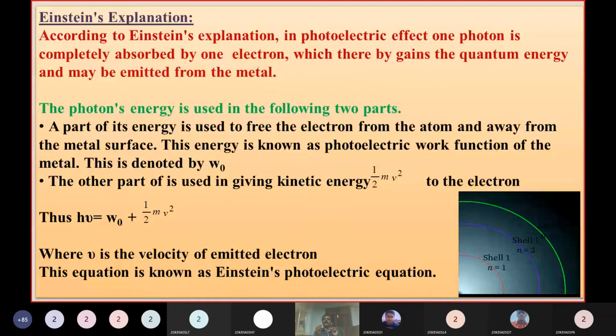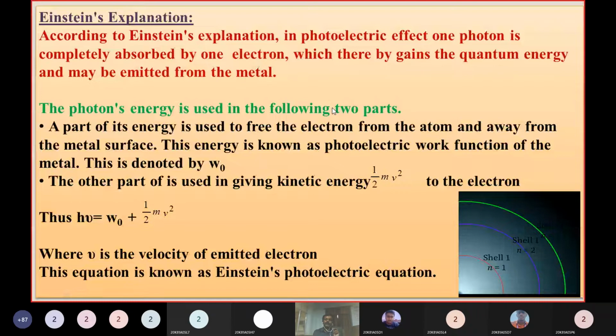That photon's energy is absorbed by only one electron. The photon energy is not shared with another electron; it is absorbed by only one electron. And if the photon energy is sufficient, then the electron will be emitted from the metal plate, according to Einstein.